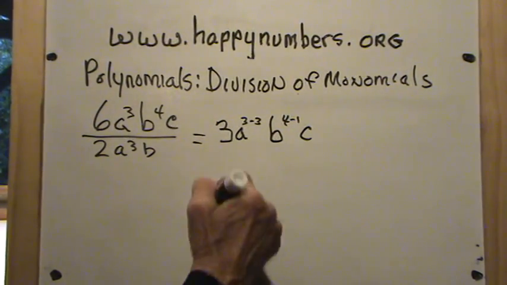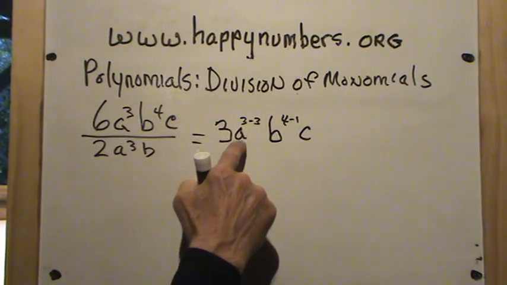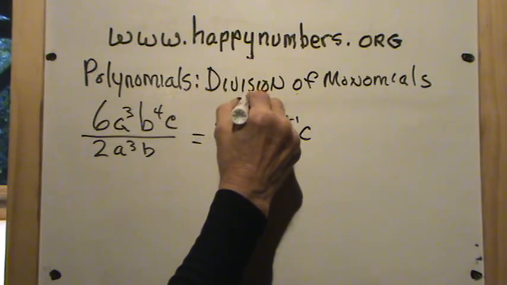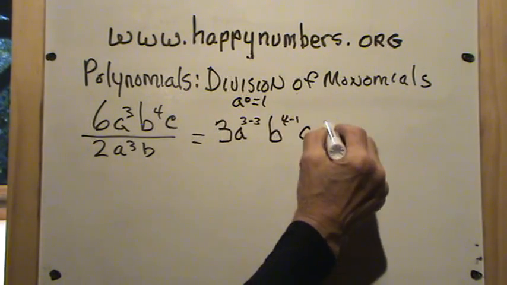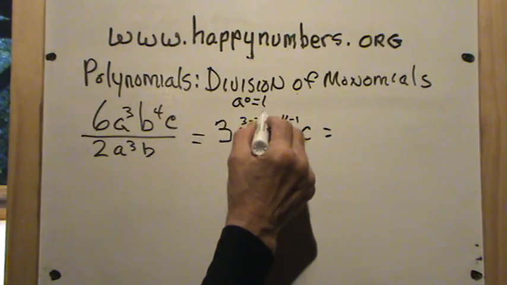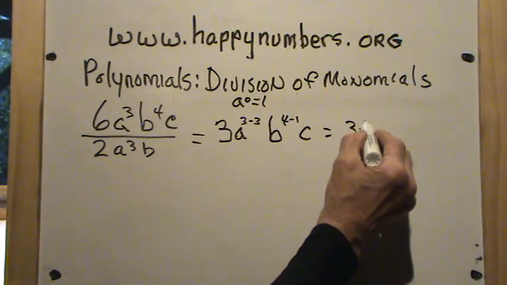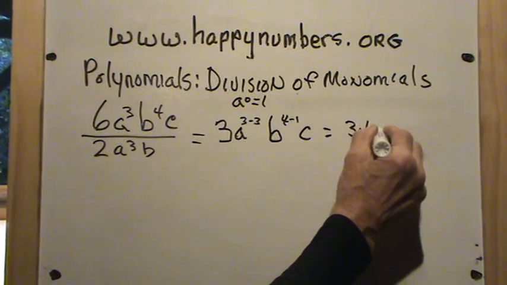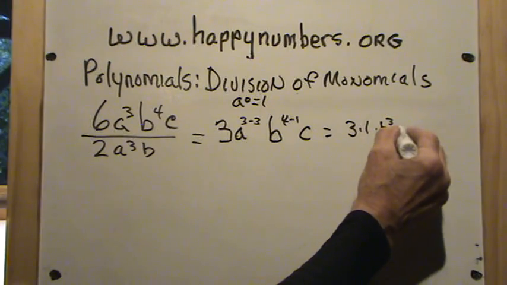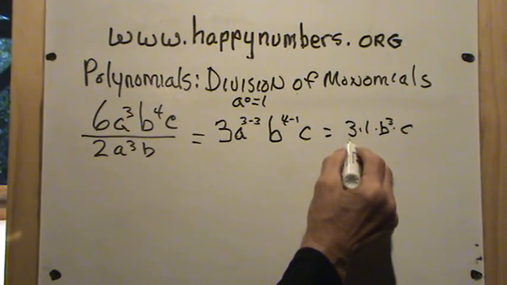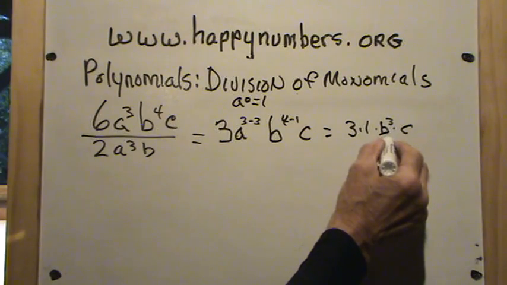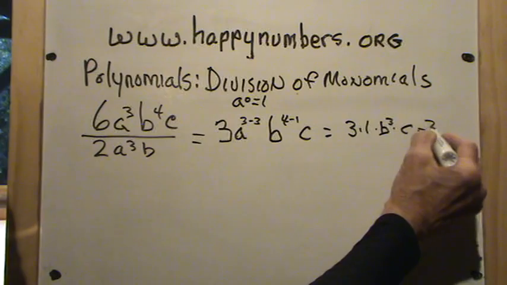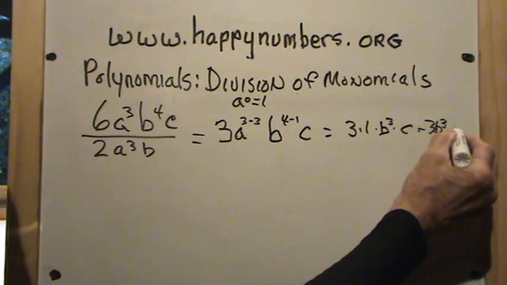Okay, now we know that a to the 3 minus 3 is a to the 0, and we know a to the 0 equals 1. So this whole thing becomes the number 1, so it's 3 times 1. B to the 4 minus 1 would be b to the third times c, and our answer would be 3 times 1 is 3, times b to the third is b to the third times c, so we get 3b to the third c.